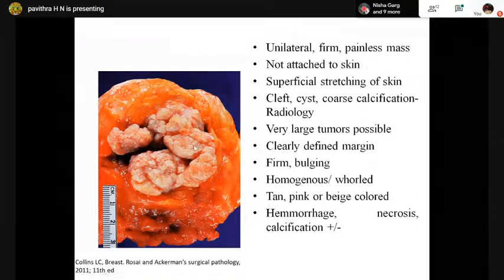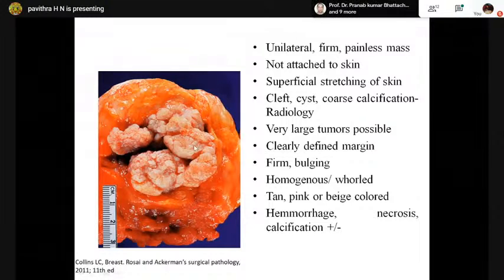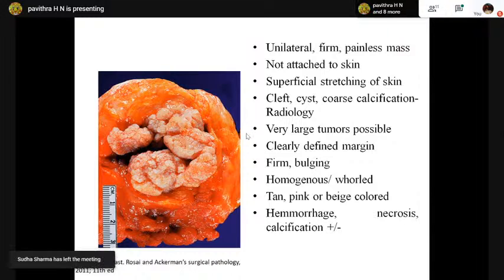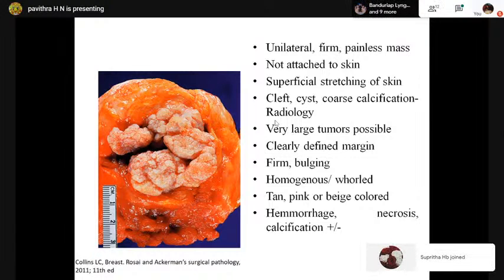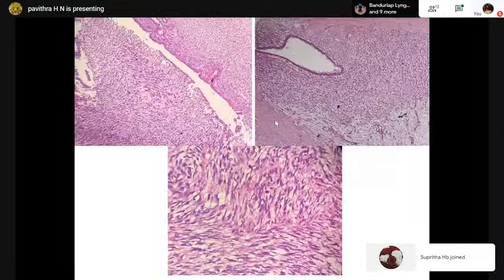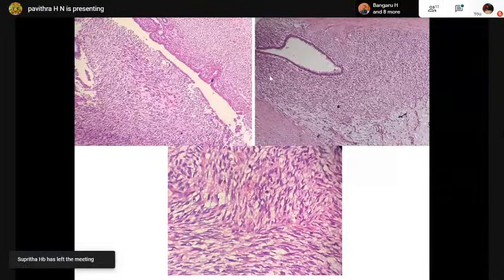Okay, and on gross, they usually appear as bulging masses, and mostly they are unilateral, firm, painless. They usually don't attach to the skin, though there is stretching of the skin because of the huge enlarging mass, and they usually have clearly defined margins. A homogeneous appearance will be there. Hemorrhage, necrosis, calcification, you may or may not see, depending on the specimen and the size.